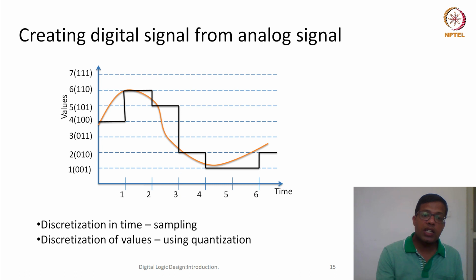Okay, so after that we checked what was the value of this continuous signal at time equal to 1. It was close to 6. So the signal value would now be quantized. Here it is very close to 6, so we took it as 6. Similarly at time equal to 2, again it is sampled.